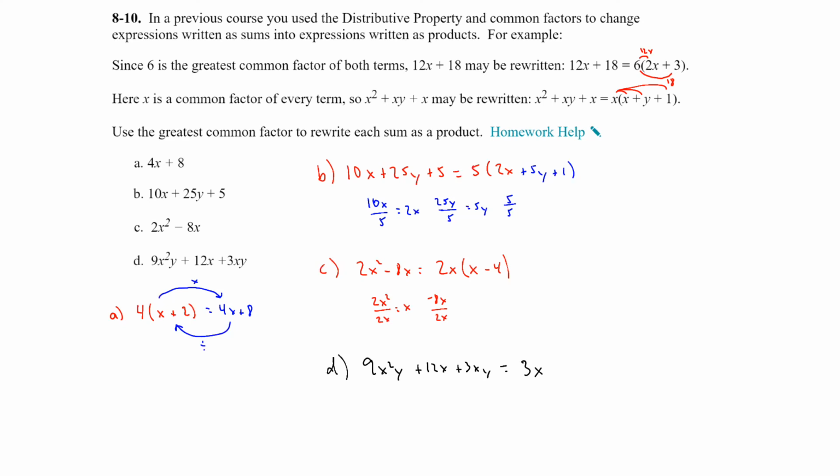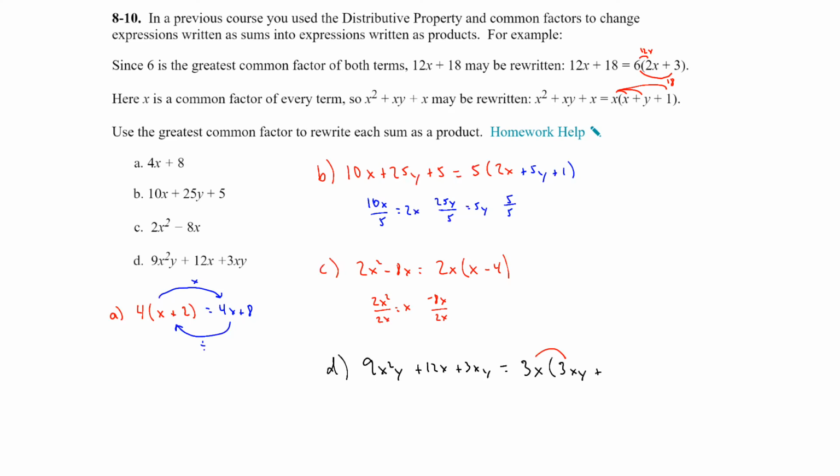Well, the only thing that's in common is just one of the x's. And then the y's, there's no y on the middle term, so there's nothing in common there. So the greatest common factor is 3x. Work backwards. 9 divided by 3 is 3. x squared divided by x is x. And then y divided by, well, there's nothing there, would be y. To check your answer, is it true that 3x times 3xy is 9x squared y? And that's how you know that you have it correct.